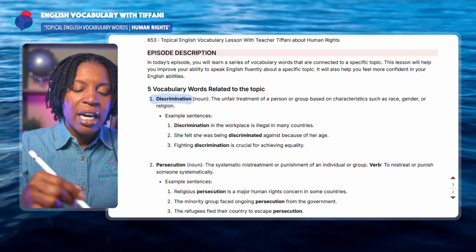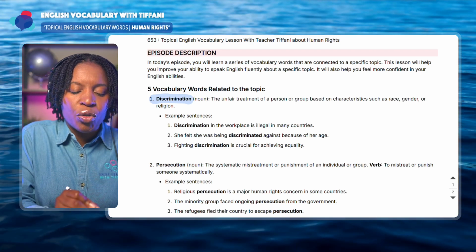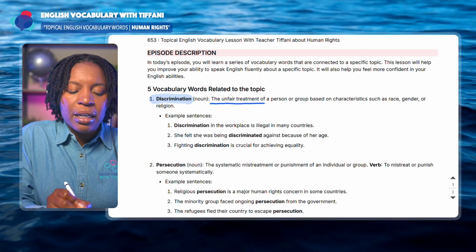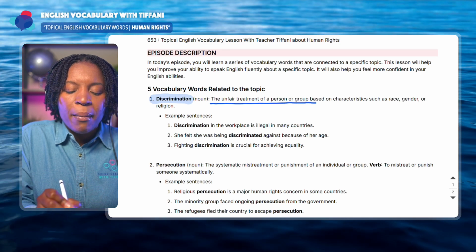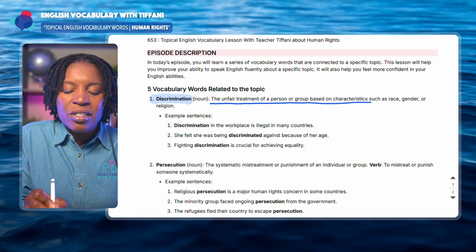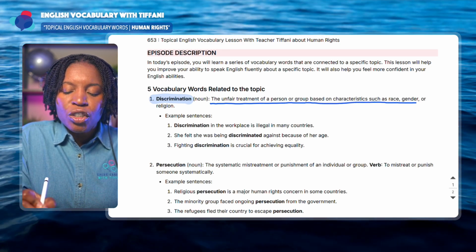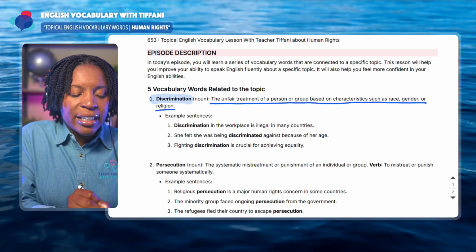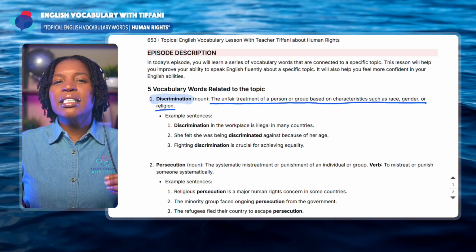about human rights. It literally just refers to the unfair treatment of a person or group based on characteristics such as race, gender, or religion. Again, treating someone in a certain way that's negative because of their race, because of their gender, or because of what they believe, their religion. This is called discrimination.